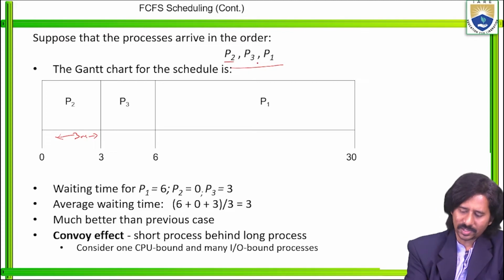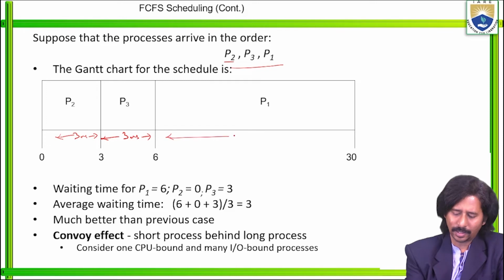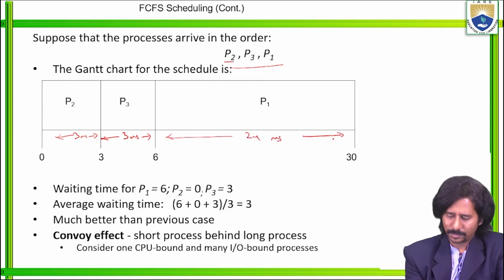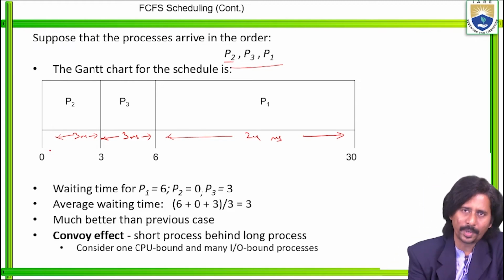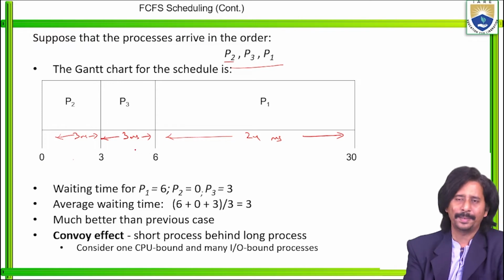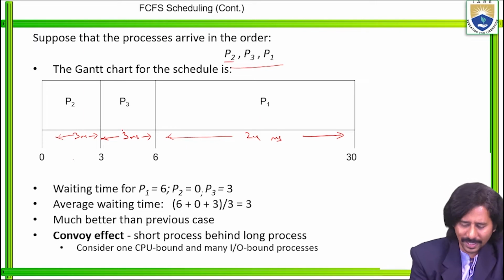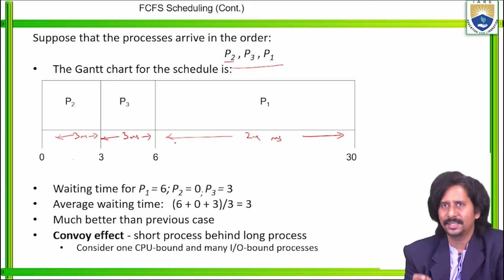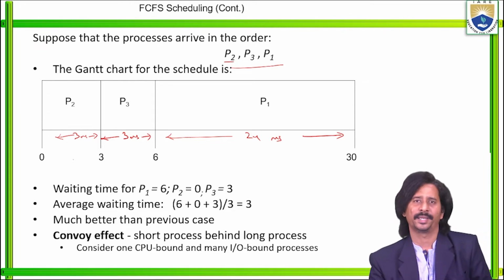Then the next one is P3. For P3 also it takes 3 milliseconds. Now for P1 it takes 24 milliseconds. But see here, for P2 at starting point 0, it takes 3 milliseconds. So here 3. And for P3, again it takes 3 milliseconds, but from the starting to here, 3 plus 3, 6. And for P1, the burst time is 24, so 24 plus the waiting time 6, that is 30.